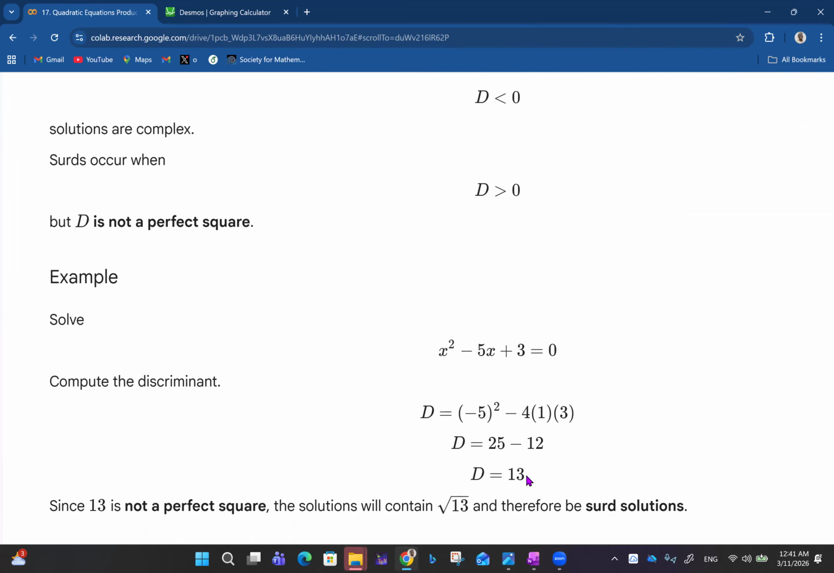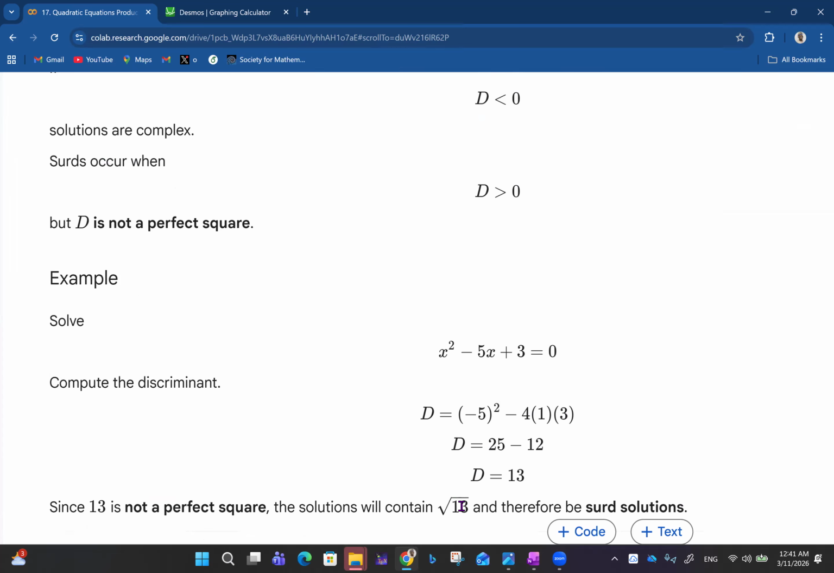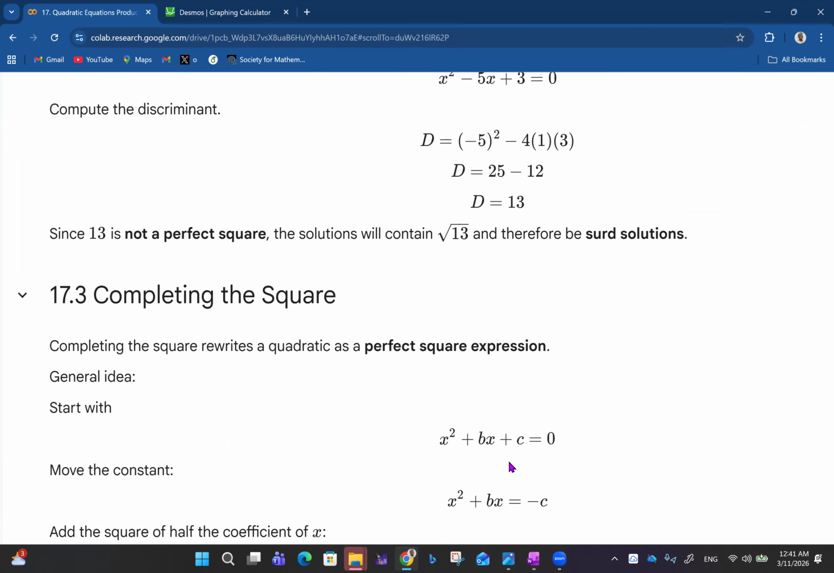So d is 13. You see that this d is 13 now. It is greater than zero, and it is not a perfect square. So since 13 is not a perfect square, the solutions will contain root 13, and therefore be surd solutions. This is not the solution to the problem actually, but it is just telling us that we are going to have this radical root 13 in the solution there.